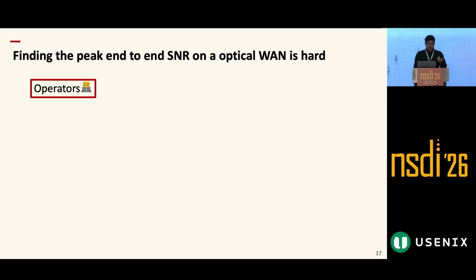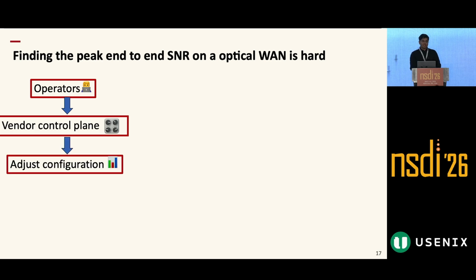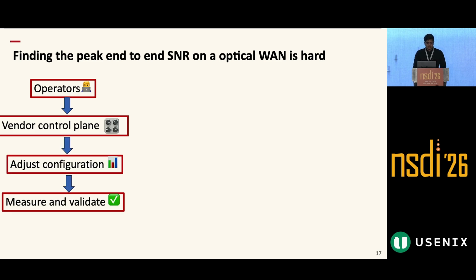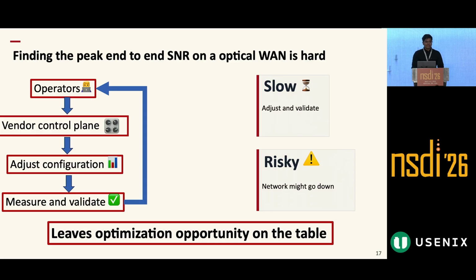What operators currently do is they use the vendor-specific control plane to adjust the configuration by a small margin, and then they measure and validate if the end-to-end network is performing well, and then they keep repeating this process. So this process is slow. You need to adjust and validate. Moreover, the process is risky because the network could go down. Because of this, the operators do it very conservatively, and it leaves the optimization opportunity on the table.